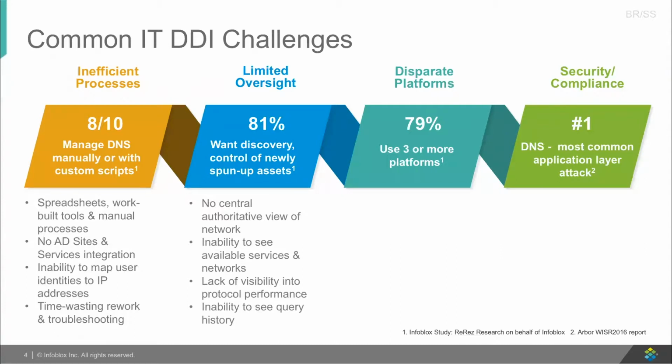Yeah, and then another area, of course, as we just mentioned, is the ability to see what's on the network. Right. So lacking that central authoritative view of the network and the IP space and all the DNS and DHCP information, the ability to see the available services and the networks across that space, and lack of visibility into maybe protocol performance too, if you're having an issue with DNS performance or DHCP performance.